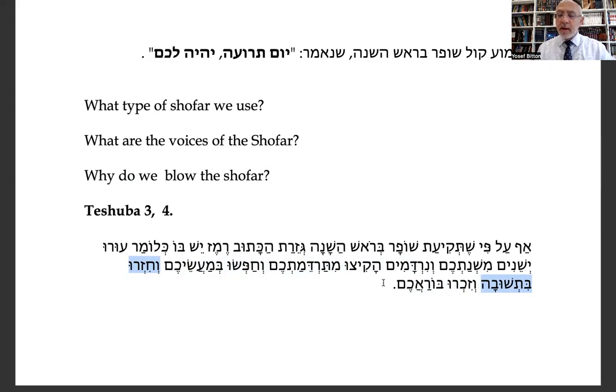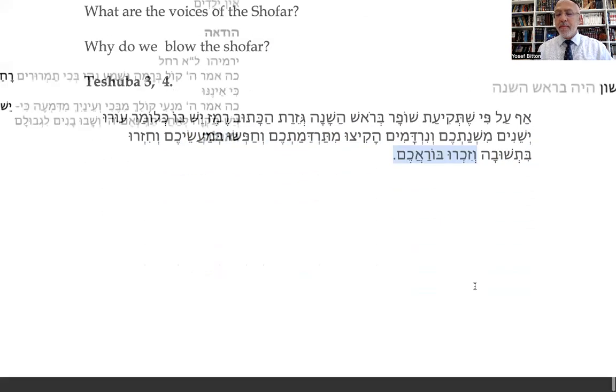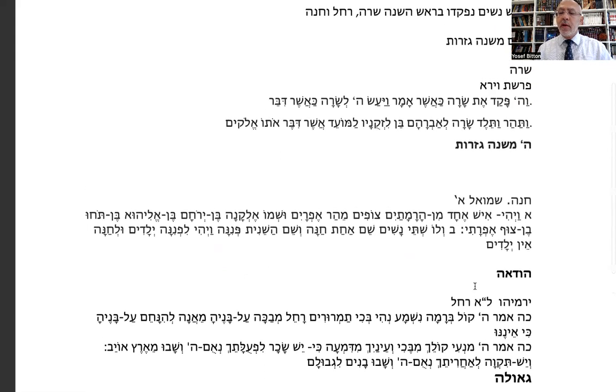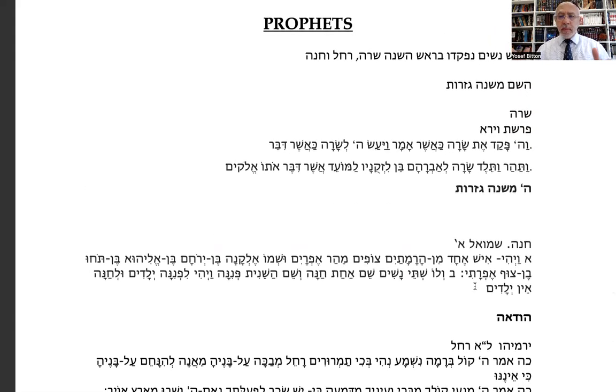V'zichru Boreichem, and remember who created you. Remember creation. Remember why I am here. So that's more or less the shofar as explained by the Rambam. So that takes care of the mitzvah of shofar, which is in the Torah, and this is the primary source of the primary mitzvah. This is the most important mitzvah of Rosh Hashanah.